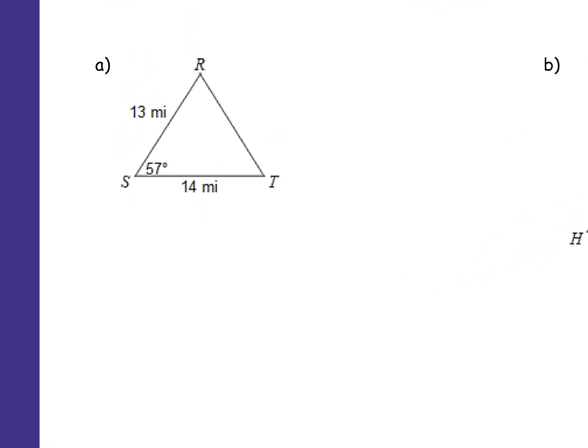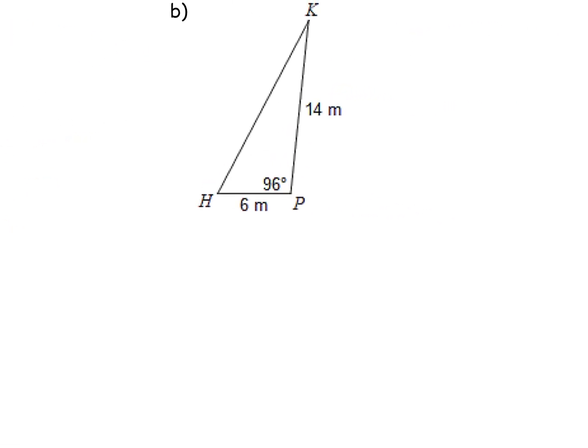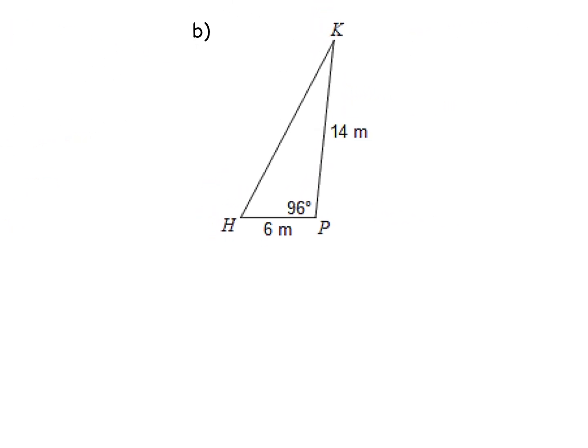So for A, we've got area equals 1/2 times 13 times 14 times the sine of 57. And if I put that into my calculator just like that, I should get 76.3 miles squared. Okay, not too bad, right? Pretty easy, if I know one angle and the two sides that include that angle.